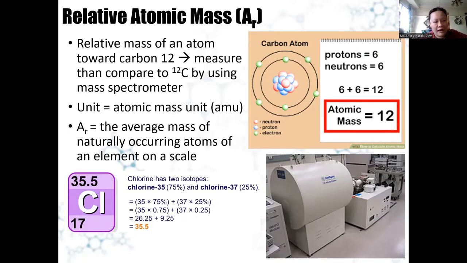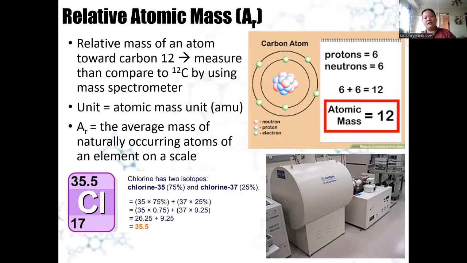So the Ar is the average mass of naturally occurring atoms of an element on a scale. For example, the classic one, chlorine. Chlorine's atomic mass is 35.5 for one single atom. Why? Because chlorine actually has two isotopes. Do you remember what an isotope is? An isotope is an atom that has the same number of protons but a different number of neutrons.